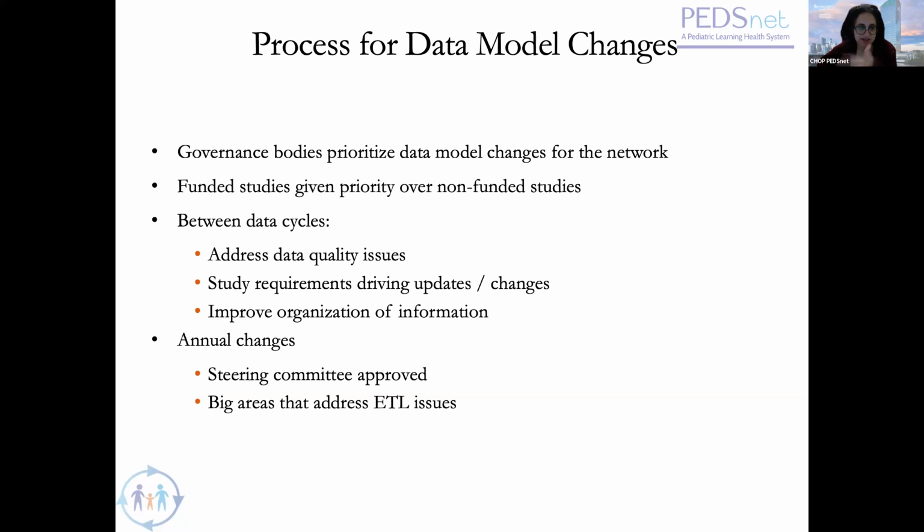So when there are changes, there's a whole governance process in which the request is evaluated based on current priorities, analytic needs, and the governance of the network. Usually these are reviewed at steering committee meetings, and then if updates are required, they are taken to the data committee and the data models work group to talk about implementation of the changes.